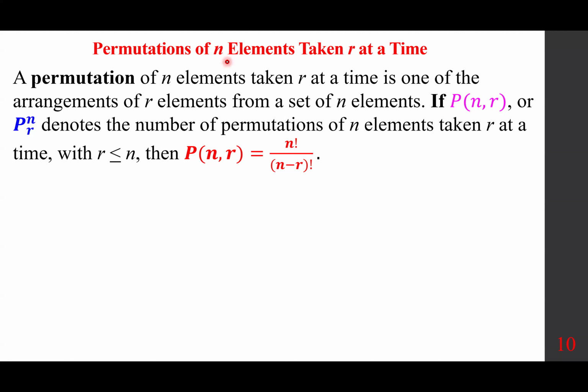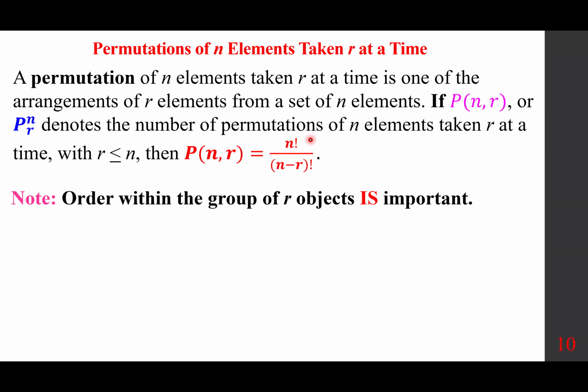Permutation of n elements taken r at a time. A permutation of n elements taken r at a time is one of the arrangements of r elements from a set of n elements. There are two ways to write it, P parentheses n comma r, or P with subscript n and r, denotes the number of permutations of n elements taken r at a time, where r has to be less than or equal to n, and it becomes n factorial over n minus r factorial.